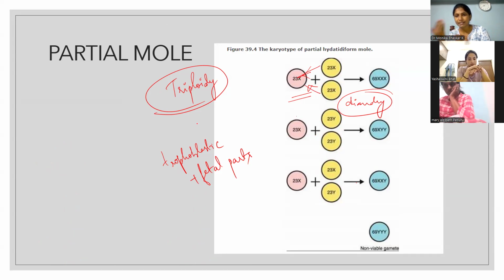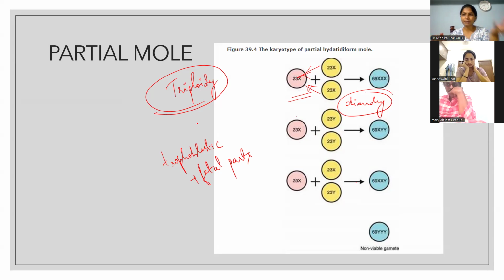So it could be XX or XY, that is XX of two sperms, or YY of two sperms, or X and Y of two sperms. So these two sperms will go and fertilize a single ovum. So there will be three sets of chromosomes. That is why it is 69XXX or 69XYY or 69XXY.